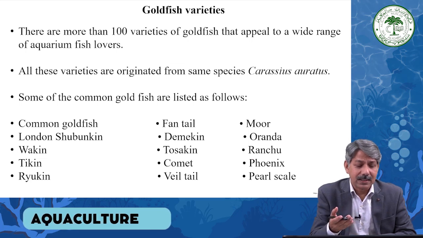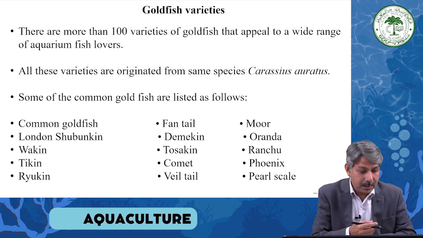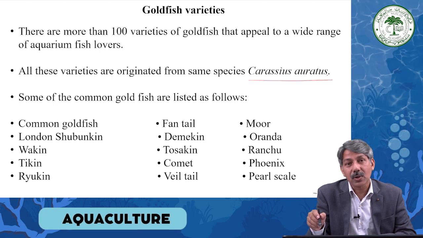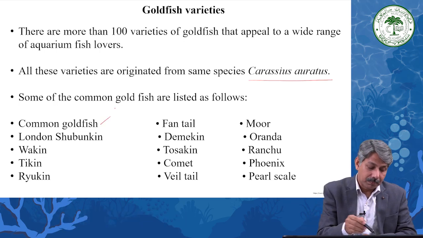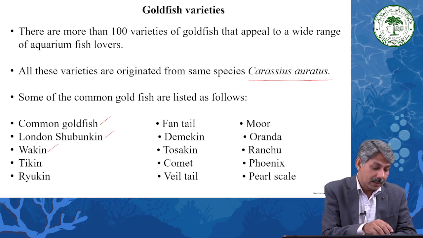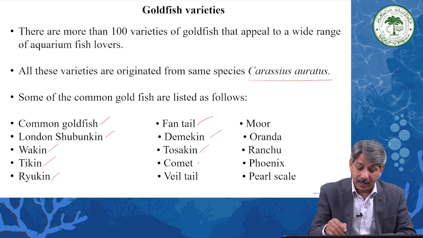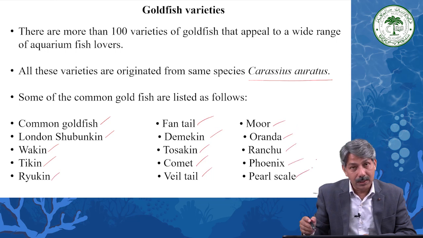There are different varieties, in fact more than 100 varieties of goldfish that are available and very popular in the aquarium market. All these varieties originated from the same species, Carassius auratus. Some of the common goldfish varieties are common goldfish, then we have London Shubunkin, Wecken, Taikin, Ruikin, Fantail, Demikin, Tosakin, Comet, Whaletail, Moor, Oranda, Rancho, then Phoenix and Pearl Scale.